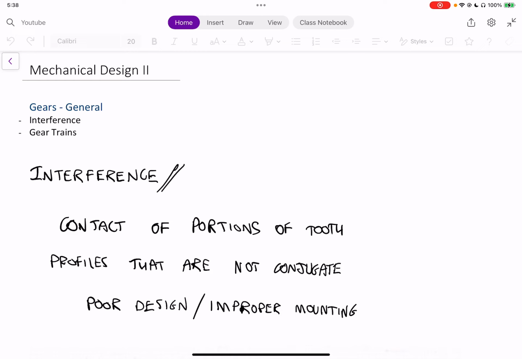There are some notes that are already written here so that we can save a little bit of time, but essentially interference means there is contact of portions of tooth profiles that are not conjugate. And this is usually due to poor design or improper mounting. So we've talked about conjugate design in previous lectures within the series.